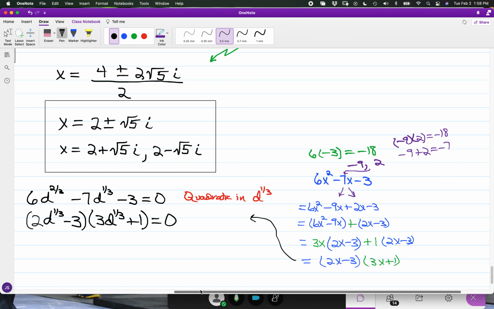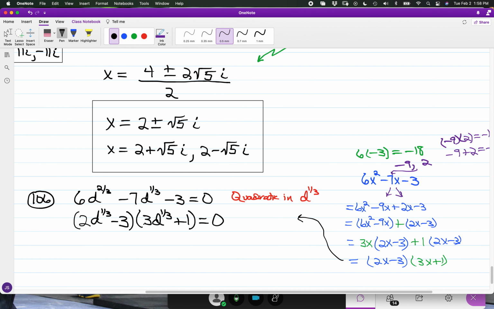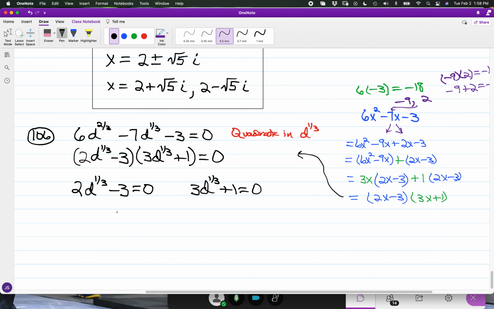Again, we have this equal to 0. And you can always go back and check. 2 times 3 is 6, d to the 1/3 times d to the 1/3 is d to the 2/3. And you have plus 2d to the 1/3 minus 9d to the 1/3, and you have minus 3. So from this setup, if I utilize the zero product property and set the factors to 0, what I can do now is isolate the d terms.